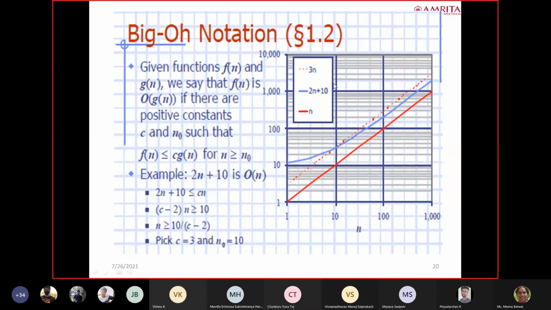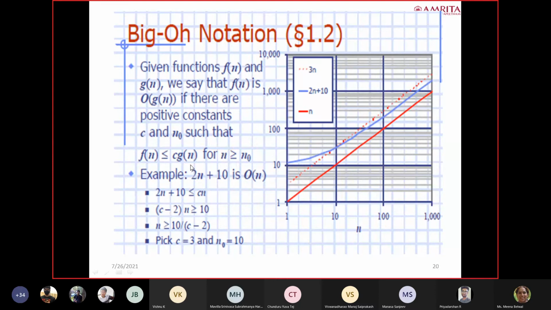Okay, so for example, suppose you say that 2n plus 10, you know that it is O of n, right? You know the simple rule that I will remove the constants, so I will call it O of n. Why do we call it O of n? Now if you see, on a log scale, this is going to be the line of n, and these red dots are the line of Cn, and 2n plus 10 comes like this. So this blue line is 2n plus 10, right?